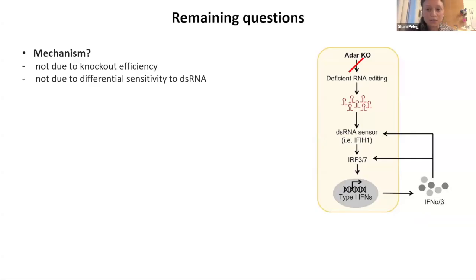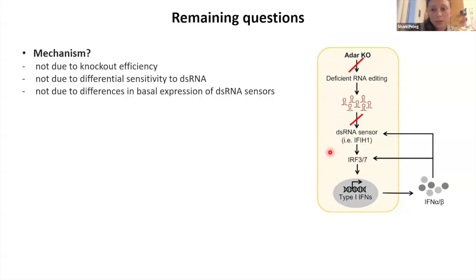Second, previous findings from Desio-Isrich's group have shown that alpha cells are as sensitive to double-stranded RNA as beta cells are. So it's not this part of the pathway either. Third, alpha cells don't have lower basal expression of double-stranded RNA sensors, such as Th1 or other interferon-mediated genes. So it's not this part either. And fourth, alpha cells are as sensitive to type 1 interferons as beta cells are.